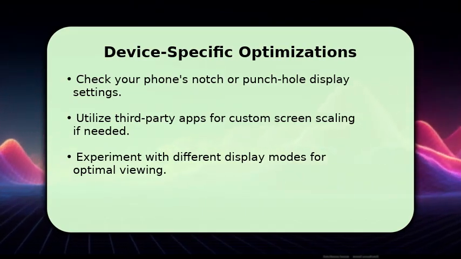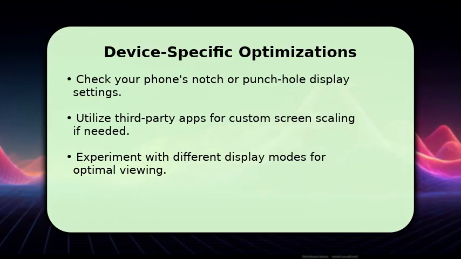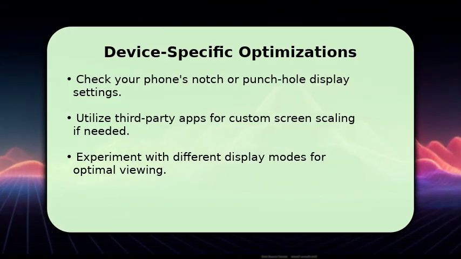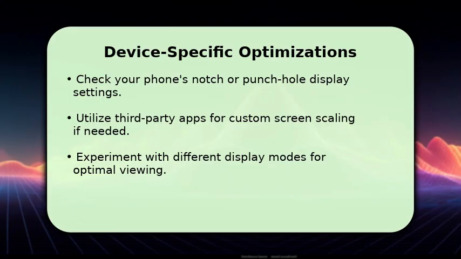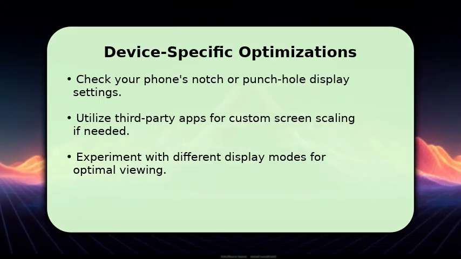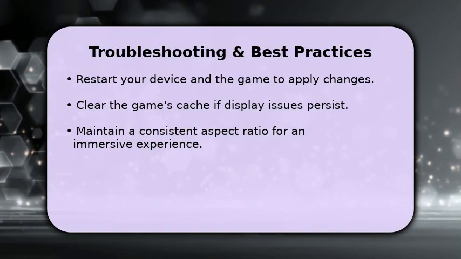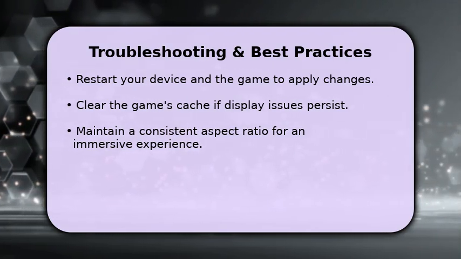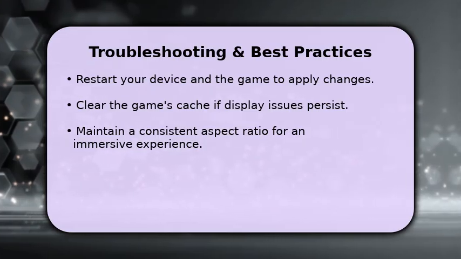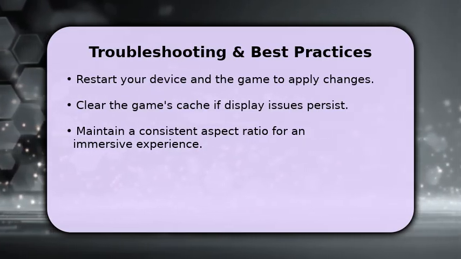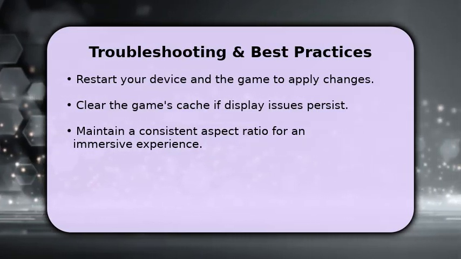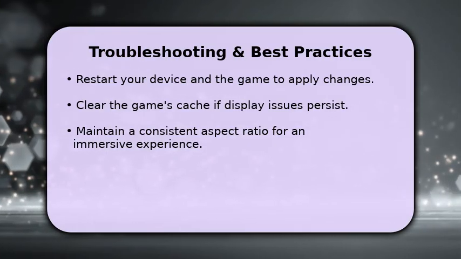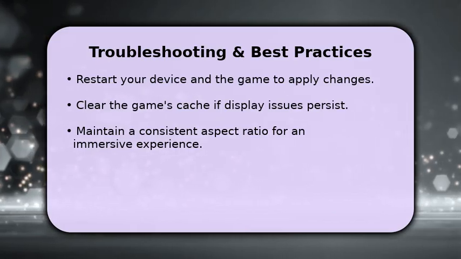If built-in options are insufficient, consider exploring reputable third-party applications that offer custom screen scaling or aspect ratio adjustments for individual games. Experiment with these settings to find what works best. If you encounter any issues, a simple restart of both your device and the Brawl Stars game can often resolve minor display glitches and apply new settings effectively. If problems persist, try clearing the game's cache through your device's app settings. This can fix corrupted display data without losing game progress.